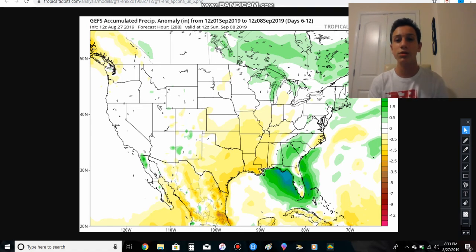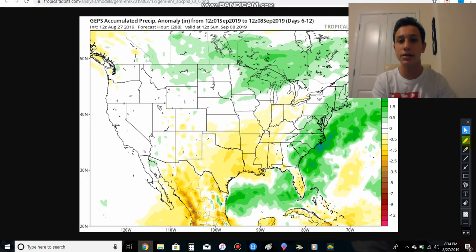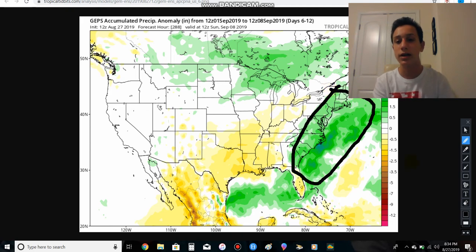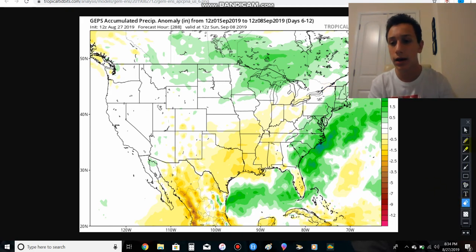There's no second map for this because this goes from the 1st to the 8th. So that's pretty much only what I need. I don't need to do a second map like I did for these other ones right here. But here's the GEPS again, same time frame, 1st to the 8th. And surprisingly, they're showing a wet pattern setting up for the East Coast. And maybe it's one of those models.